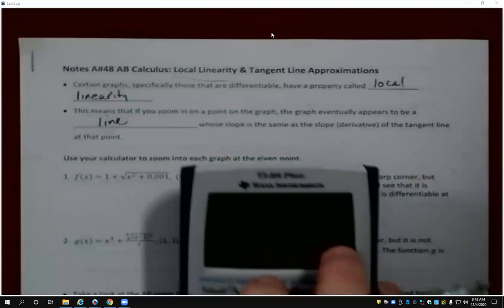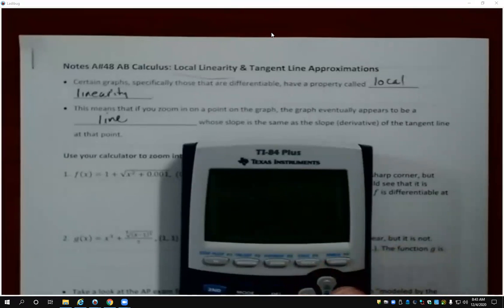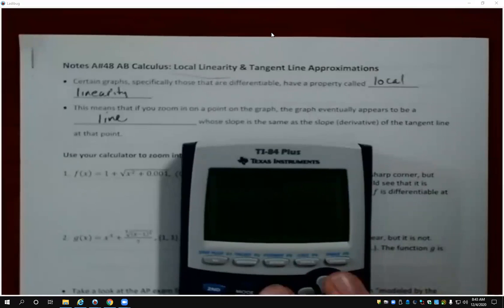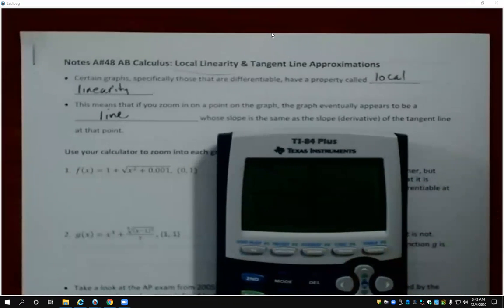Okay, so if we graph the function 1 plus the square root of x squared plus 0.001, okay, that graph looks like this.